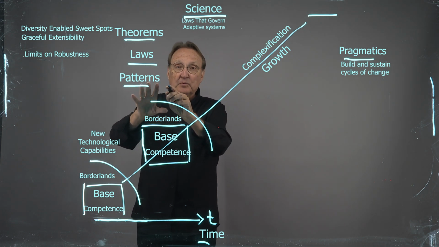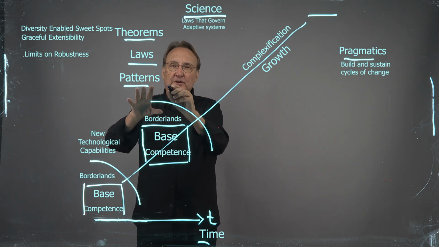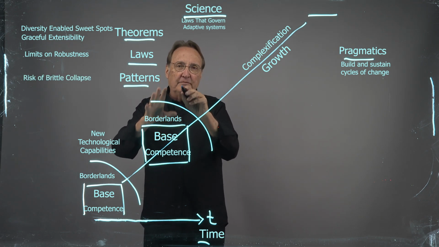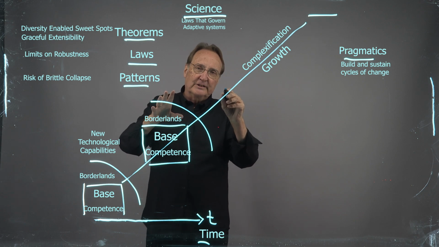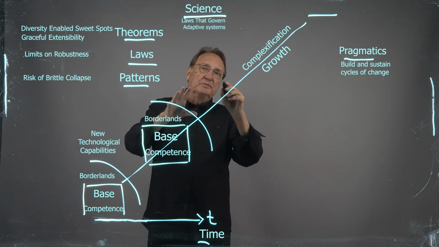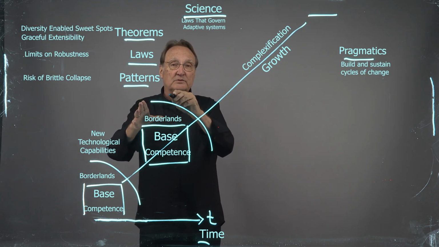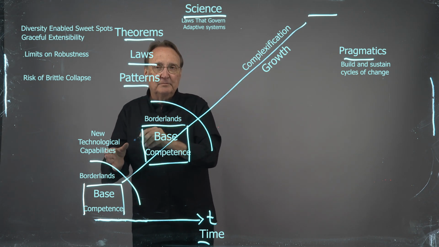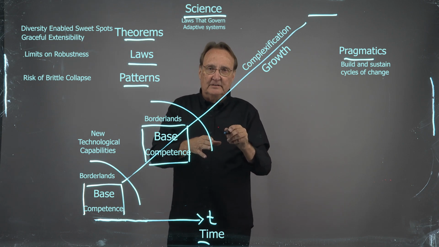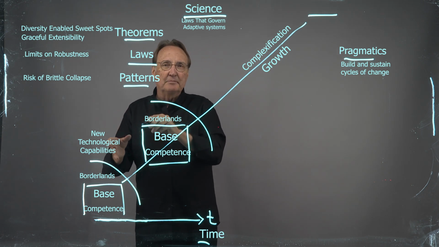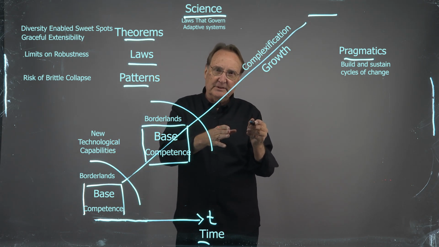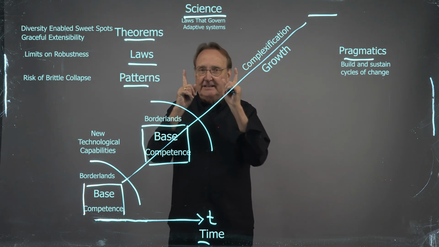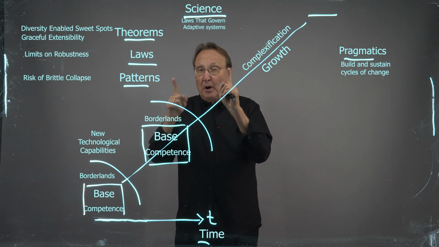From a pattern point of view, the key pattern over here is the risk of brittle collapse. Everything has to include some ability to mitigate brittle collapse. This is why we say that biology abhors competent but brittle systems. Right? Biology says I need to be competent and I need extensibility at the boundaries. I need to have future adaptive capacity. I need two. I need both.